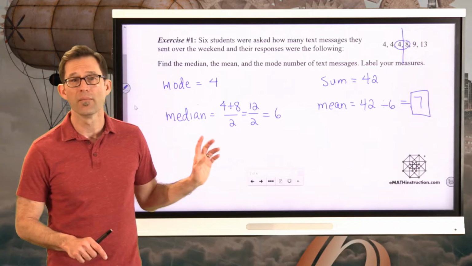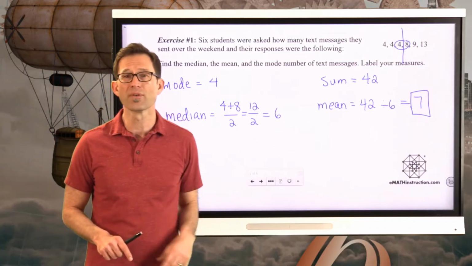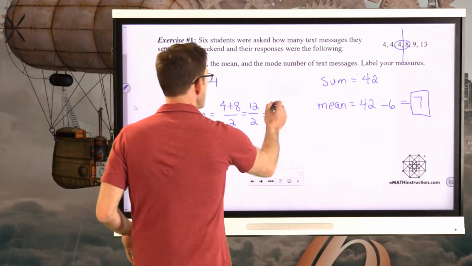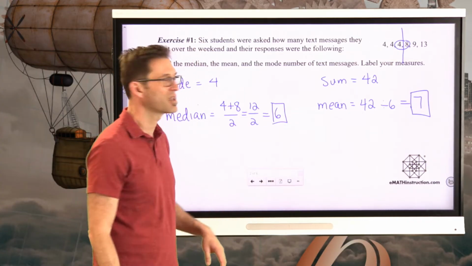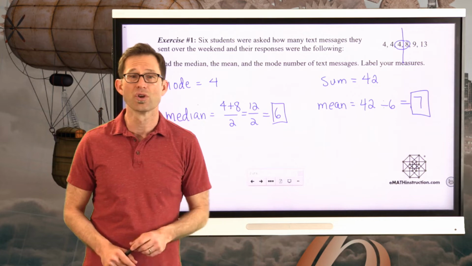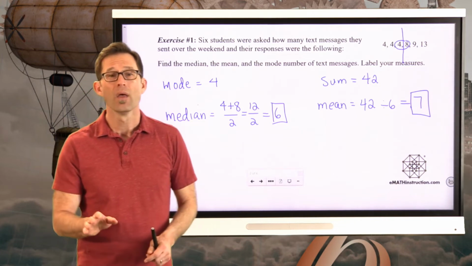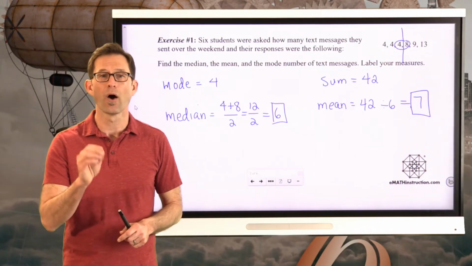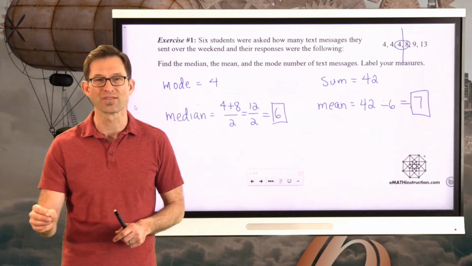On the other hand, the median and the mean do not have to be part of the data set, and in this case, they aren't, right? A median of 6 text messages, a mean of 7 text messages, neither one of those showed up in the data set. So, again, statistical measures are numbers that we use to help us answer statistical questions, right?